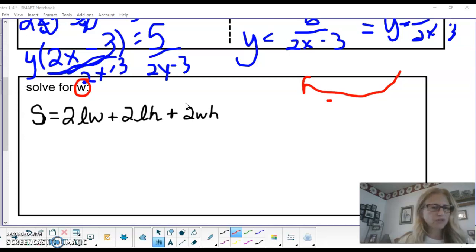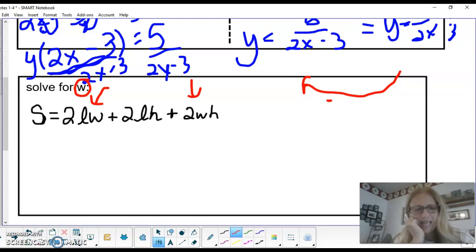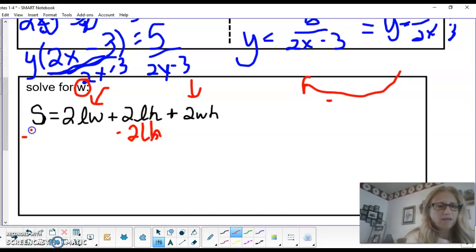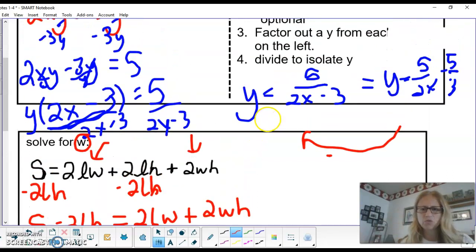So what we're going to do is solve for W. That means we're going to leave these two terms together, and we're going to subtract the 2LH to that side because that doesn't have a W. So this is what we get: S minus 2LH equals 2LW plus 2WH.